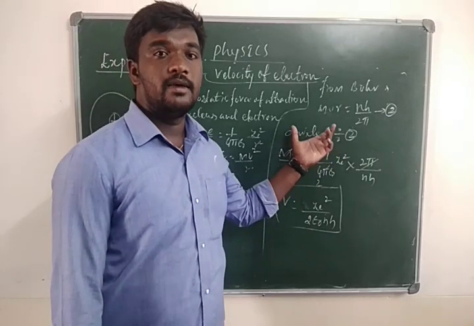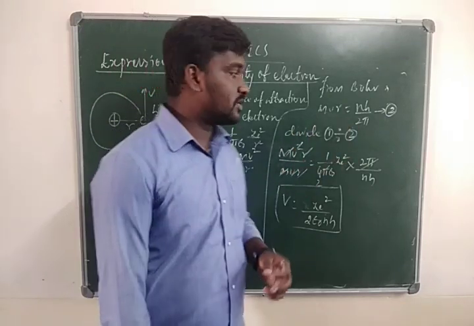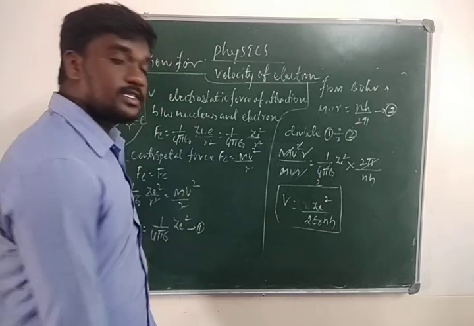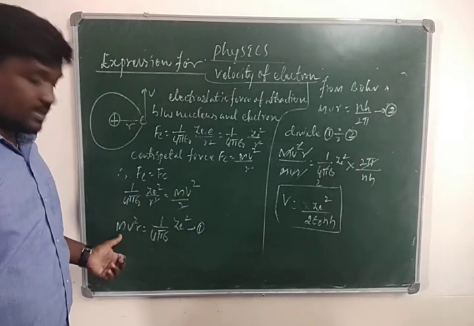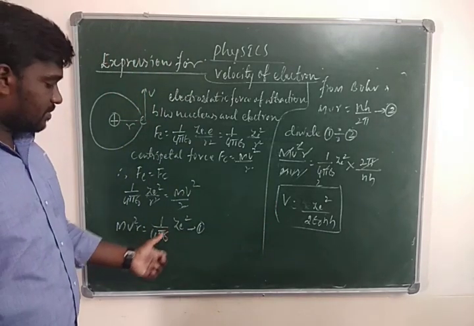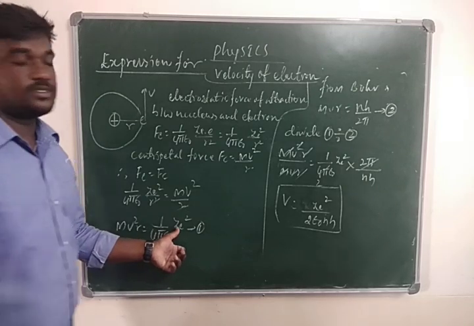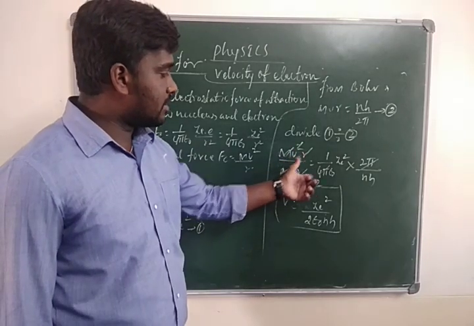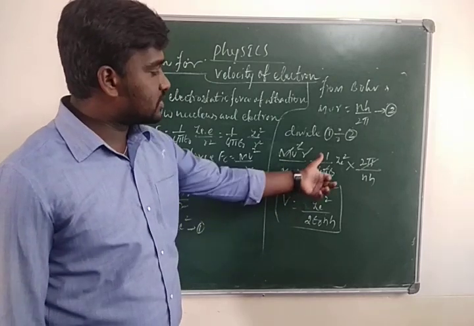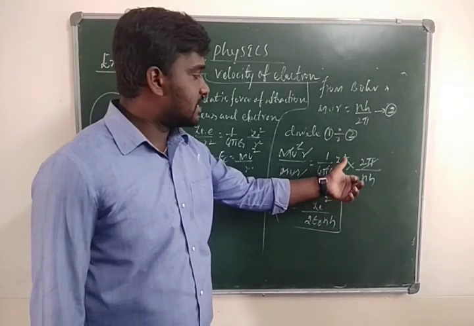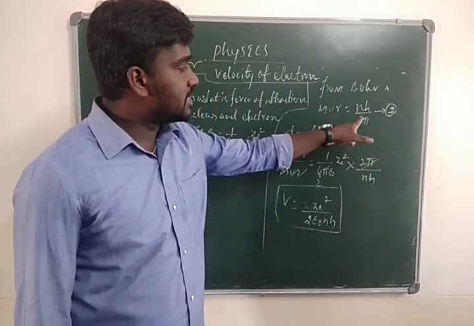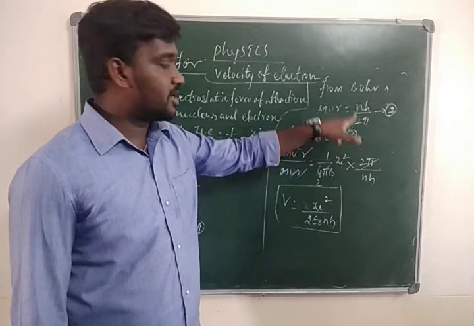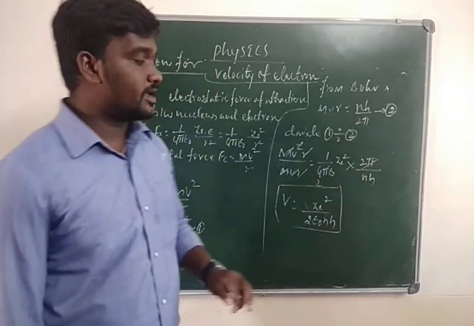Now divide equation 1 by equation 2. What is equation 1? This is equation 1: mv square by r is equal to 1 by 4 pi epsilon naught into Ze square. That is, mv square r divided by mvr is equal to 1 by 4 pi epsilon naught Ze square into, interchanging the denominator and numerator, 2 pi by nh.